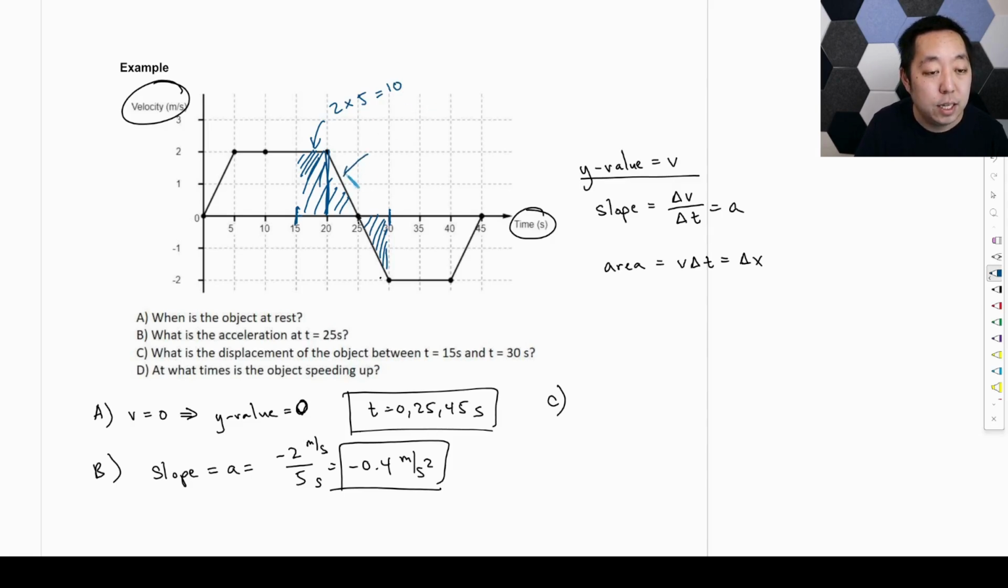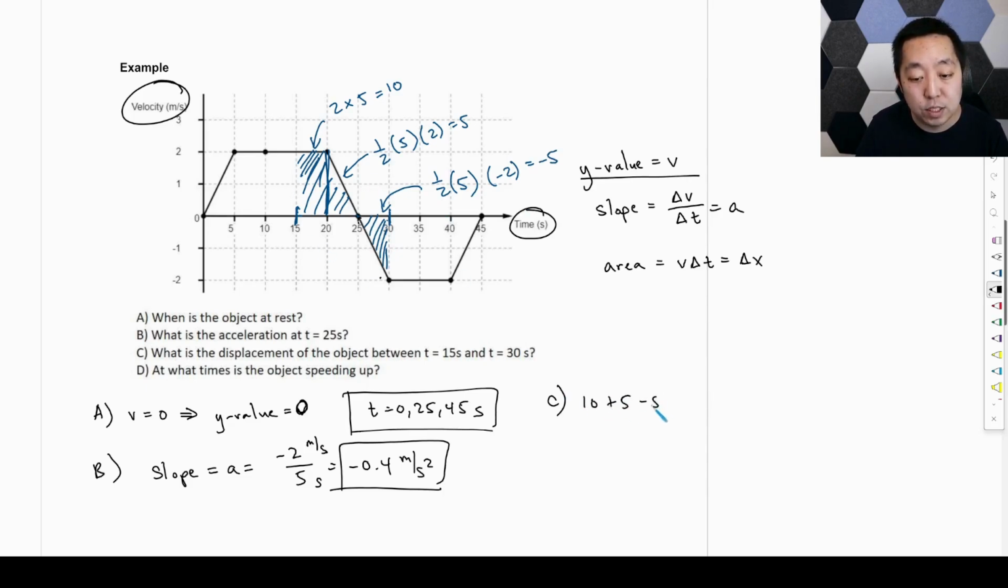That's 10. And then this one here is a triangle with a width of 5 and a height of 2. So that's going to give you 5, because the area of a triangle is 1/2 times the width of 5 times the height. And that's negative area, so the height is negative 2. This should be negative area, which is why we get a negative number here. So it's negative 5. And then you just add those all up. What's the total area? It's going to be 10 plus 5 minus 5, and that's going to be 10 meters.